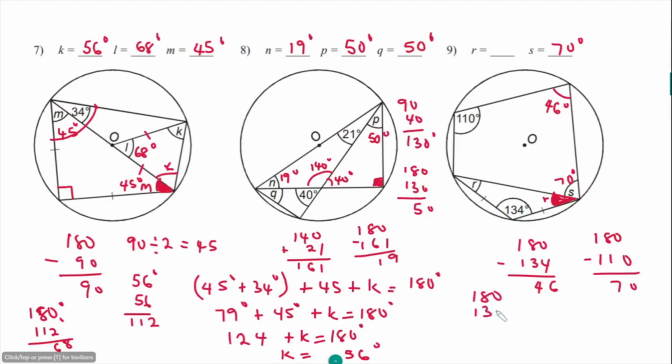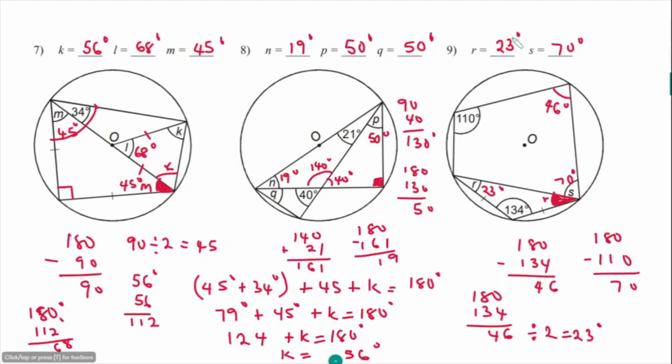Okay, and that's 46, and then divide by 2 to get the individual angles for R here and the other. So 46 divided by 2 is going to give me 23 degrees. So R is going to be 23 degrees. Wow, that was real tough.